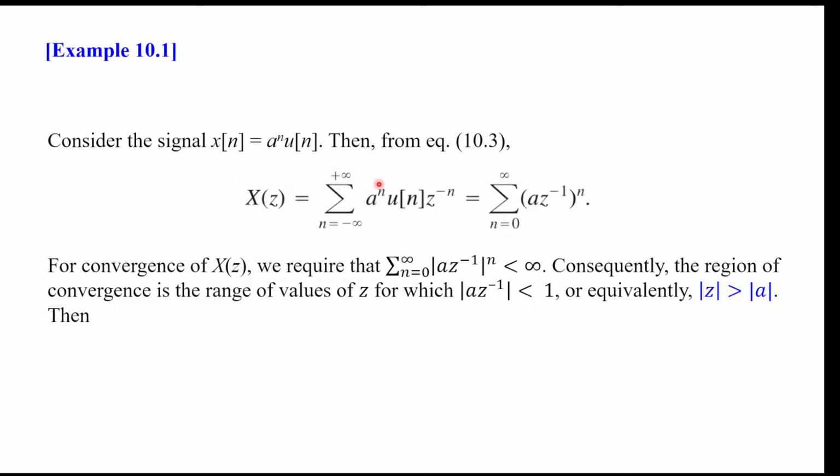Big X of z is the summation of x of n, which is a to the n u of n, times z to the minus n. The u of n just cuts off the summation, so n goes from 0 to infinity, and we have a to the n, z to the minus n. We can combine these into a times z to the minus 1, to the n. This is a very nice geometric series. We can use the geometric series formula, but we need to be a bit careful because sometimes this geometric series will diverge.